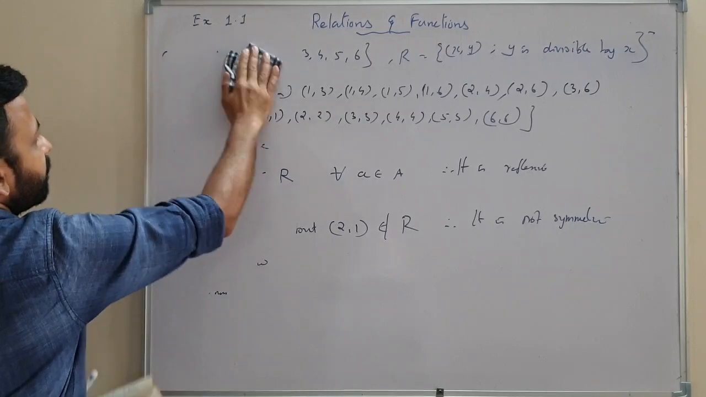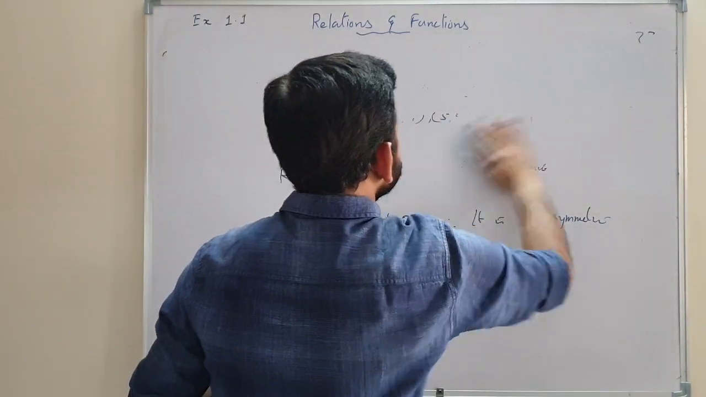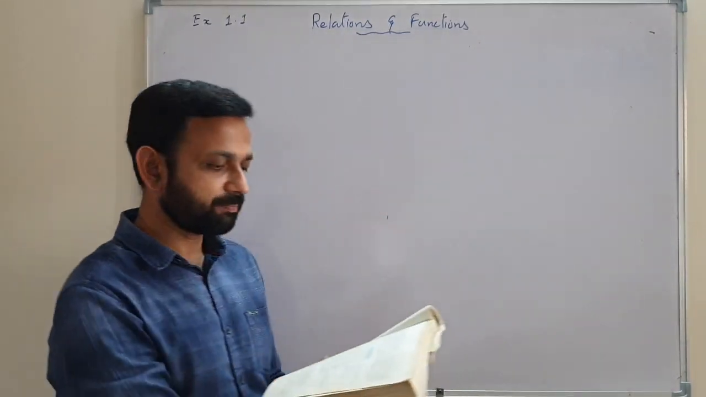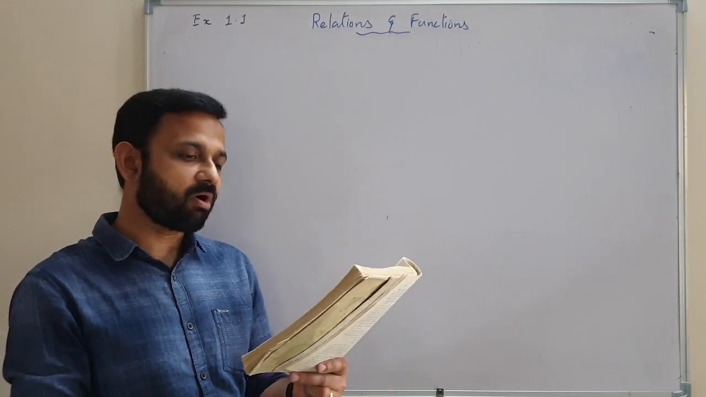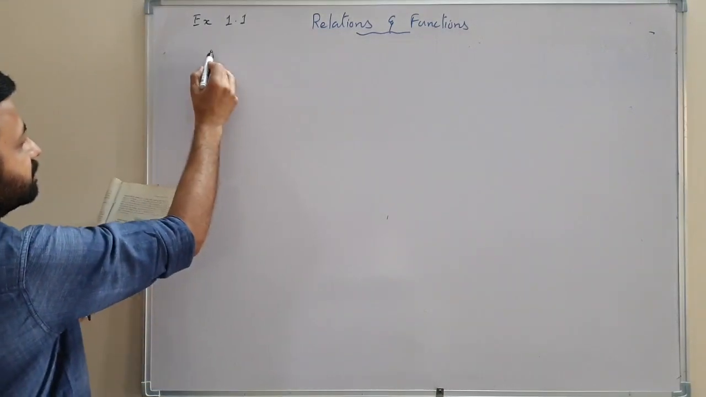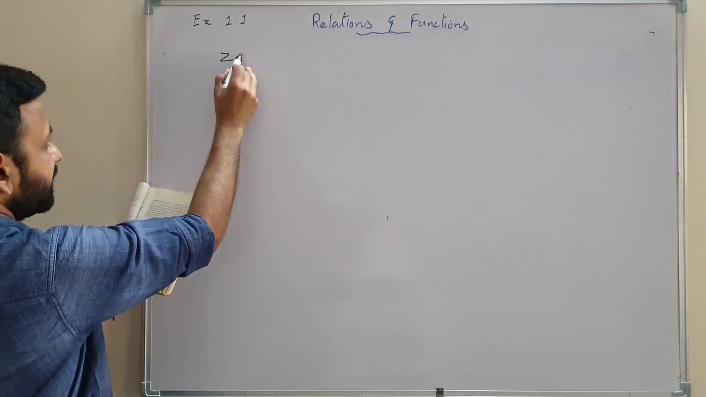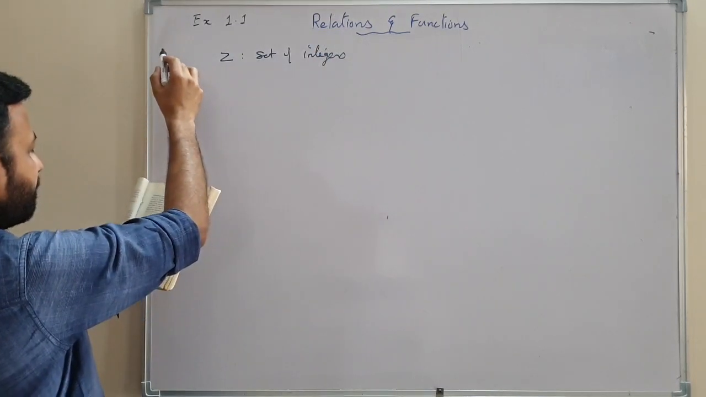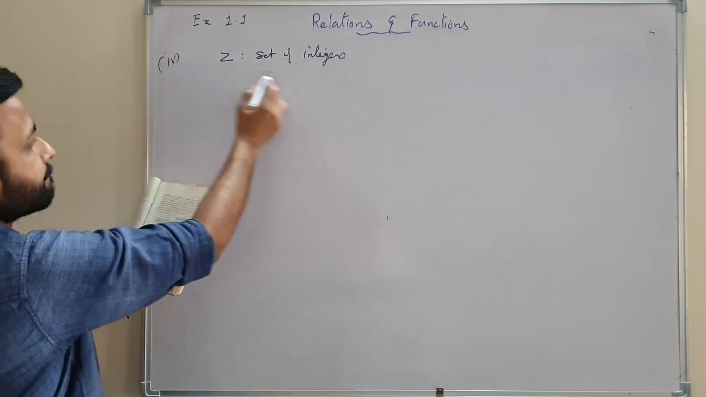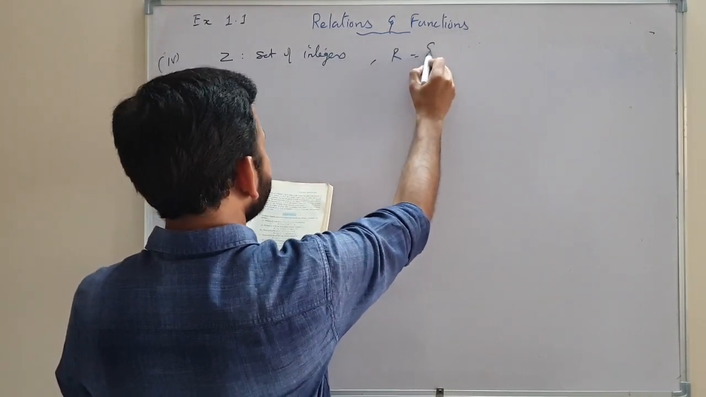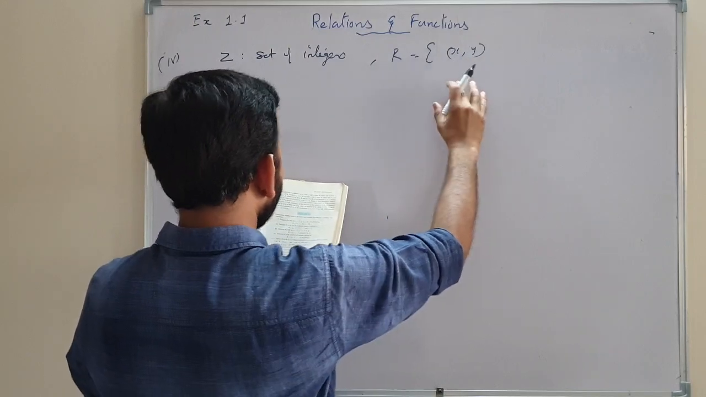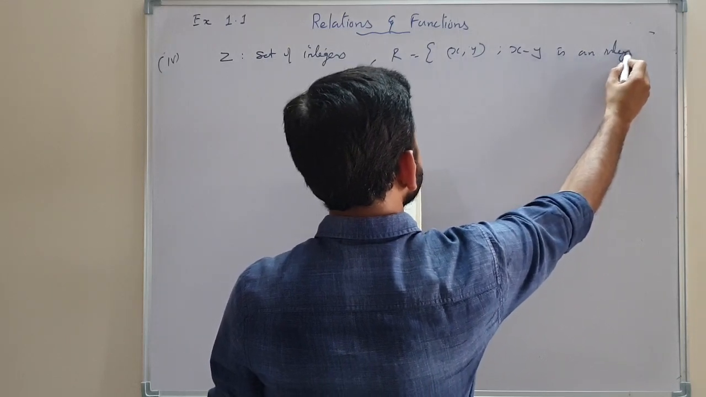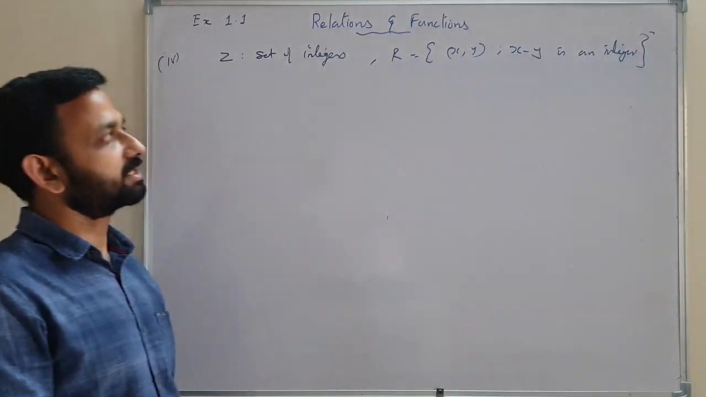Now we can do question number 4. Fourth one: relation R in set Z of all integers, defined by R equals set of all ordered pairs (x, y) such that x minus y is an integer.